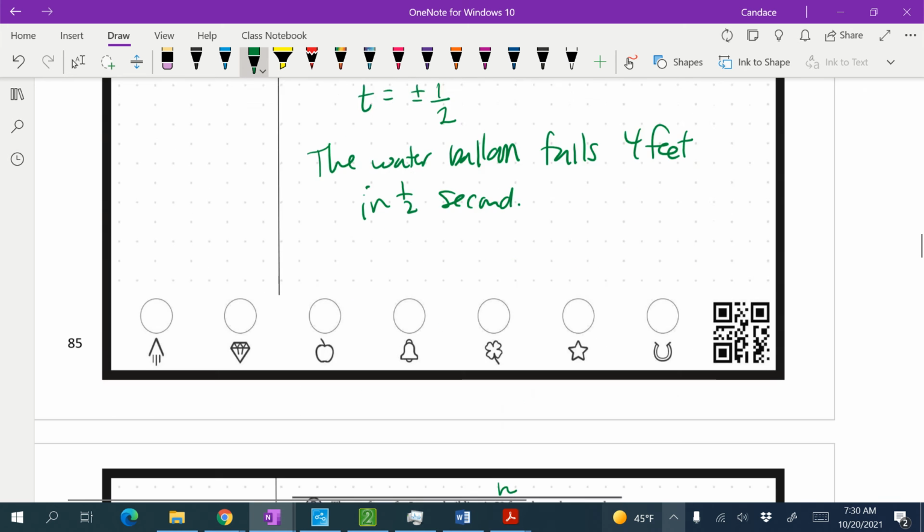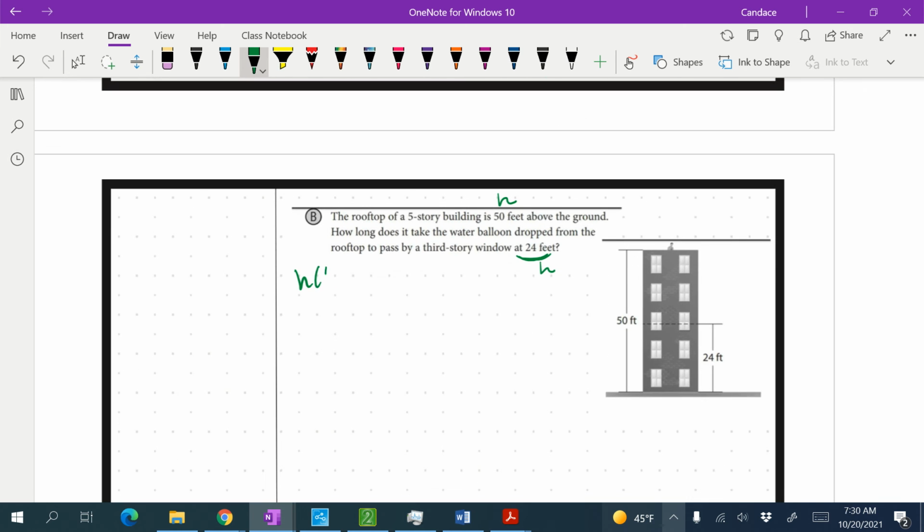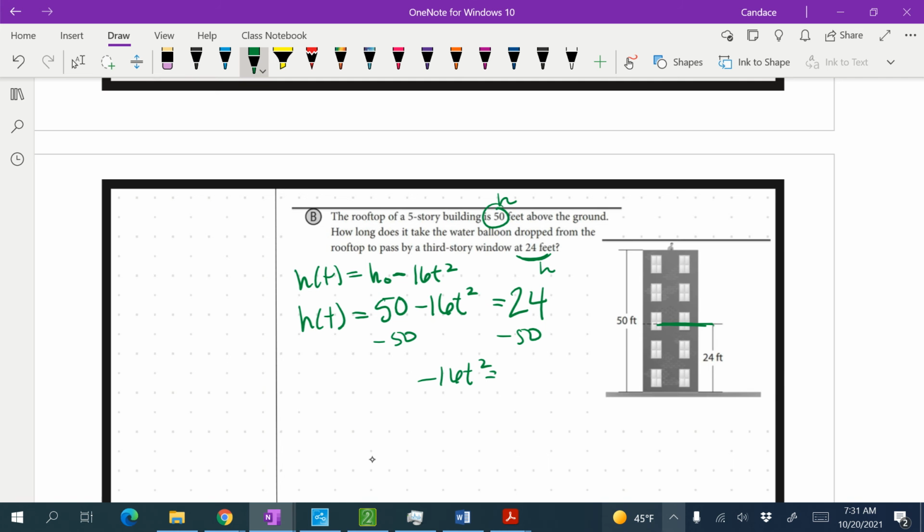Remember, we have that initial height. So let me write that here: h of t equals h sub 0 minus 16t squared. Our initial height was 50 feet, and they want to know the time it takes to get to 24 feet. So I'm just going to set the equation equal to 24. Let's solve that. I'm going to ignore the h of t in front and subtract 50 from both sides. So negative 16t squared equals negative 26.